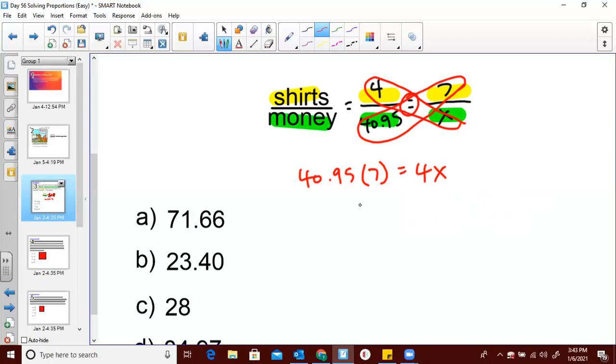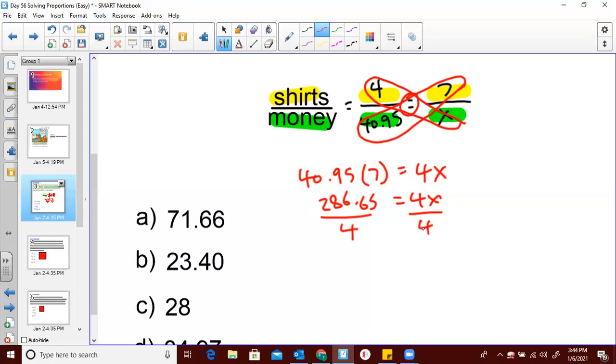All right, so when you go to solve, bust out your trusty calculator, Desmos, whatever works for you. We're going to do 40.95 times 7, which is going to give us 286.65, and that's going to equal 4x. We've been doing these all year. This is just a simple 2-step equation. I've already done the first step.